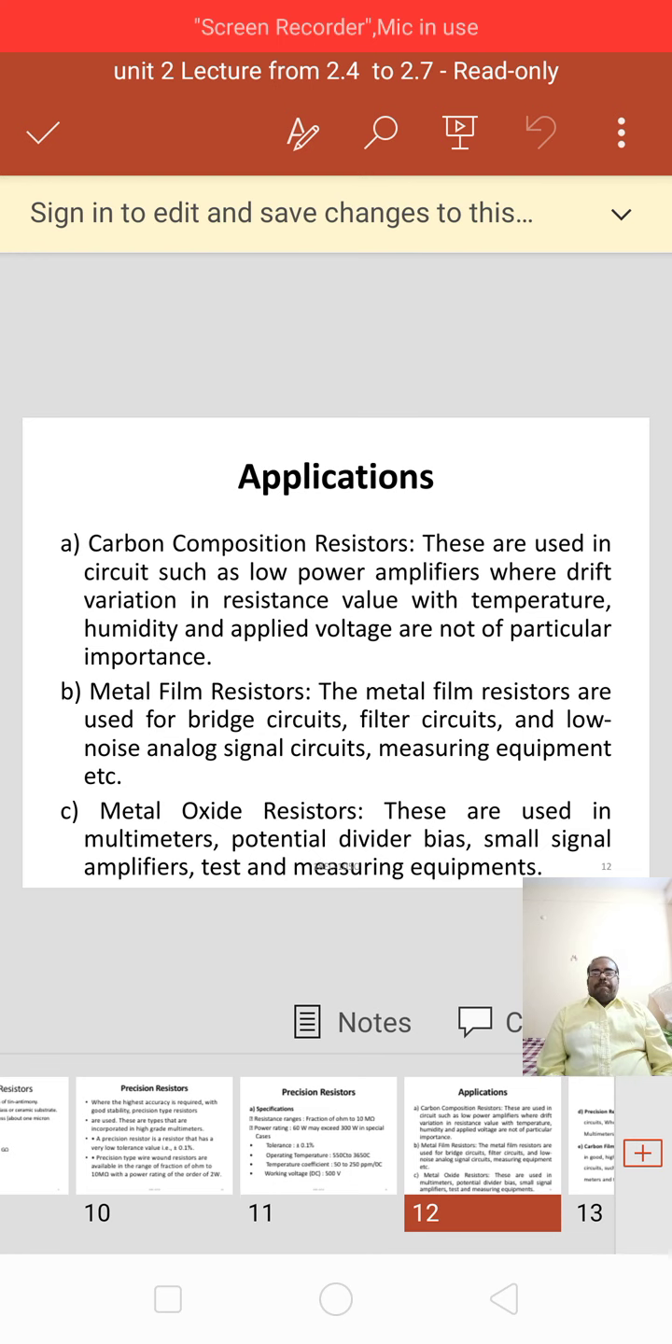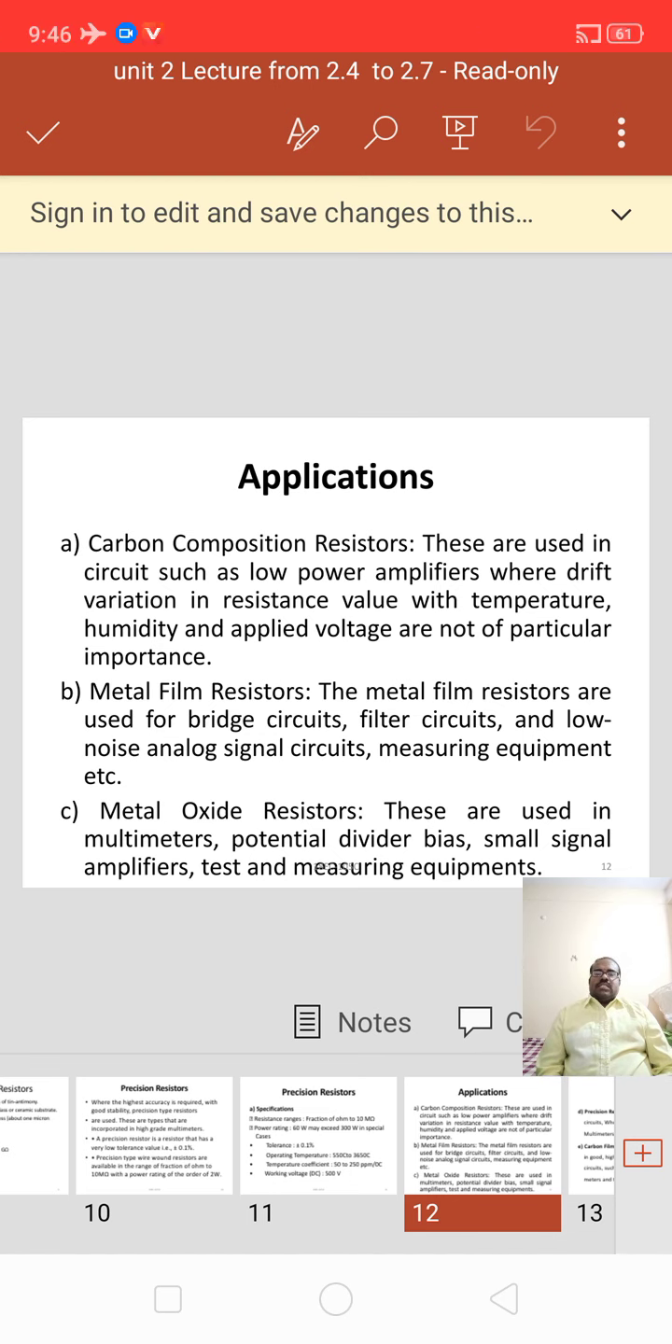Next one is applications. Carbon composition resistors are used in circuits such as low power amplifiers where drift, that is variation in resistance value with temperature, humidity and applied voltage, is not of particular importance.